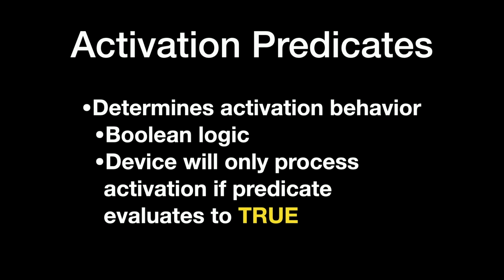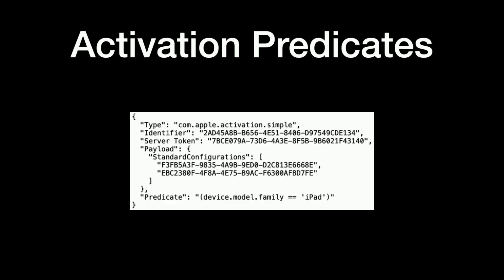Now, along with activations, we also get what's called predicates. So these will determine the activation state, if active or not, on a device. So this is going to use Boolean logic, true or false. And an activation will only be processed by a device if the predicate evaluates to be true. So here's an example of our previous activation declaration where the predicate is set to only evaluate to true on an iPad. So you could send this out, it goes out to everybody, your Macs will ignore it, your iPhones will ignore it, it'll only apply to your iPads.